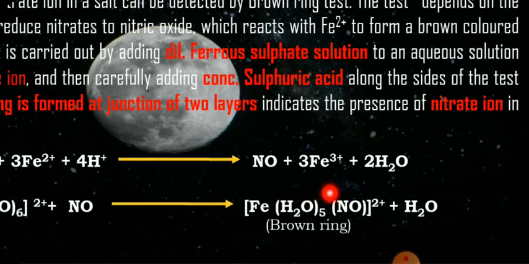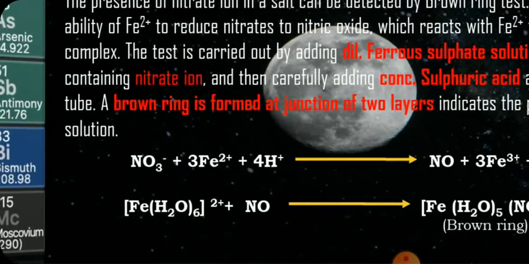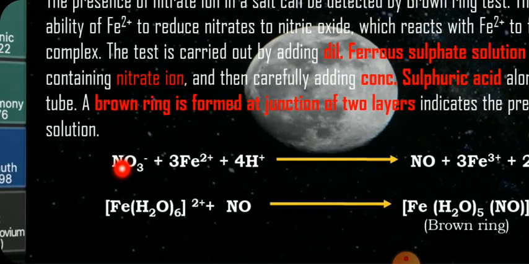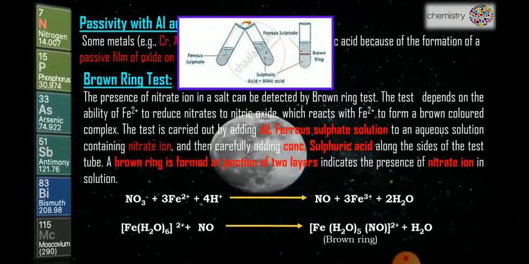Its name is pentaaquanitrosyliron(II). Okay, you are studying these names in the coordination chemistry chapter. It's pentaaquanitrosyliron(II), which is a brown colored ring complex. So when this brown colored ring is formed, the NO group comes from what? Nitrate ion. So in turn what we conclude is that nitrate is present in the given salt solution.